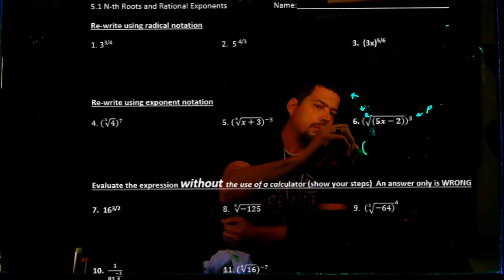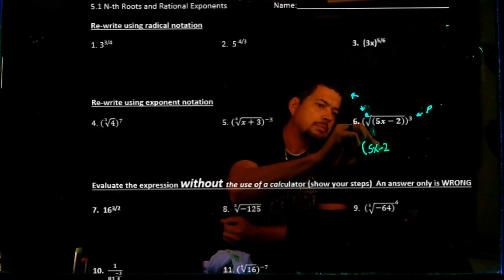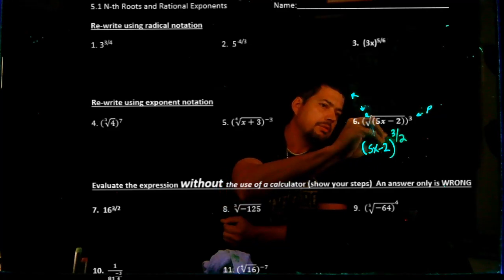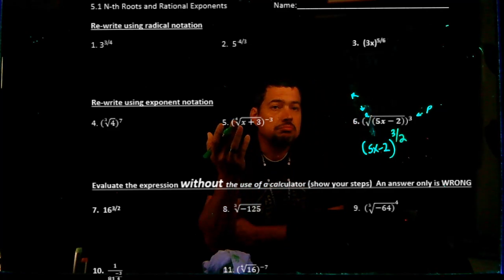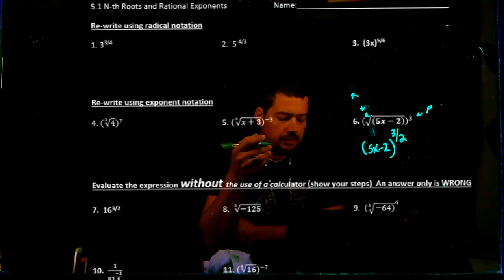So it's not too bad. You can take all of 5x minus 2. You're going to cube it and then take the square root. Easy peasy lemon squeezy. Hopefully. All right, moving on down.